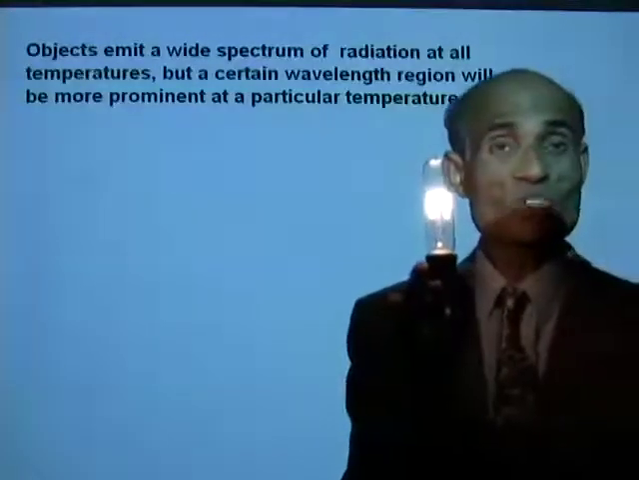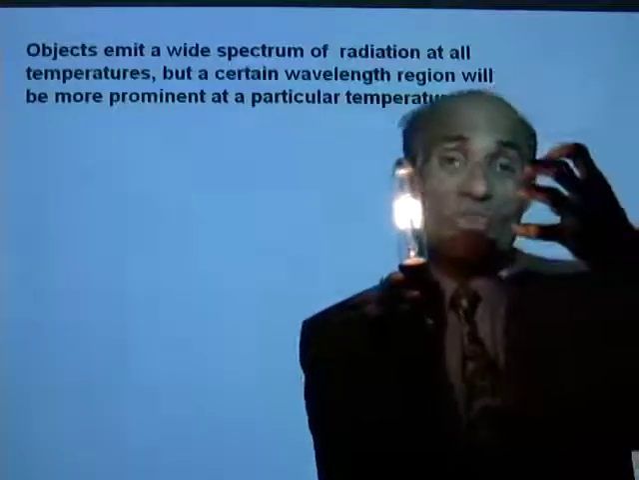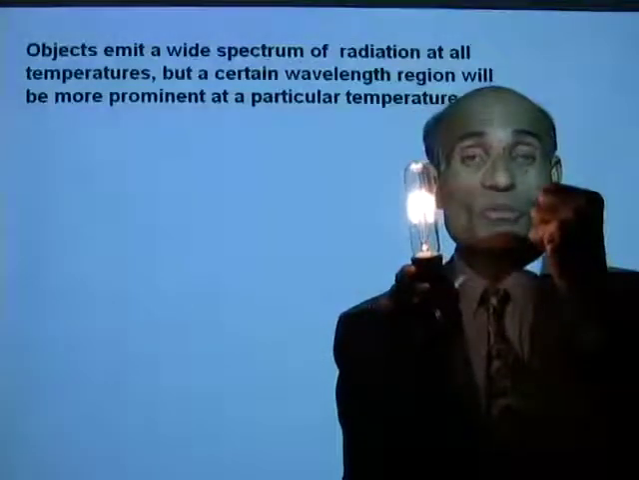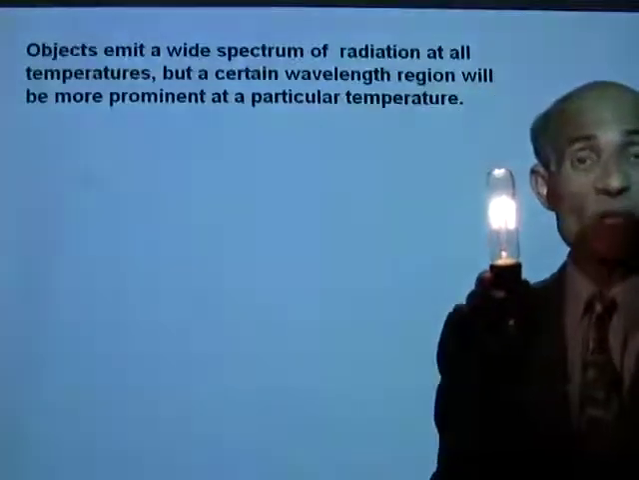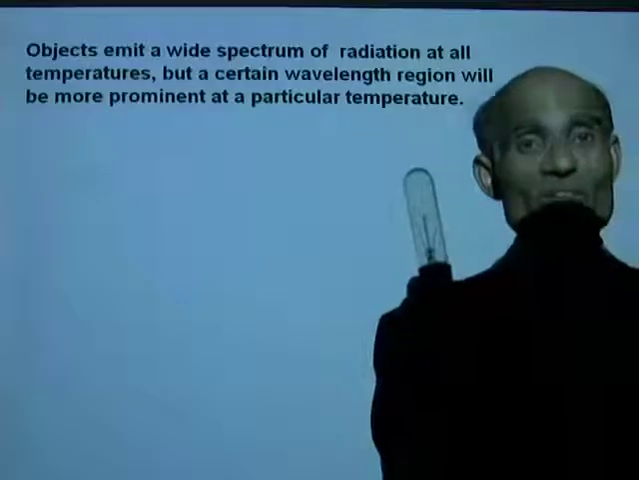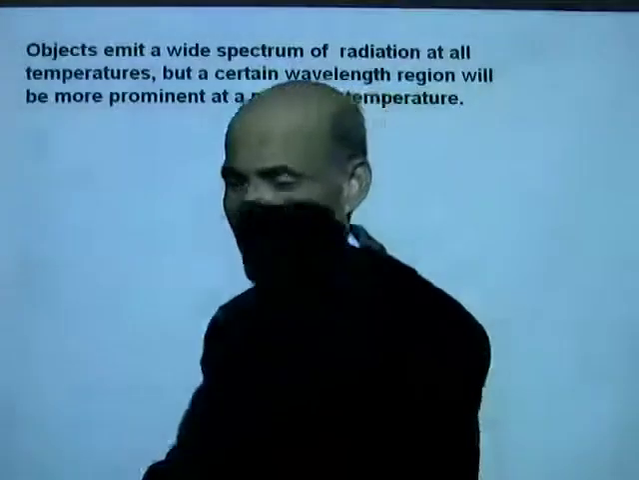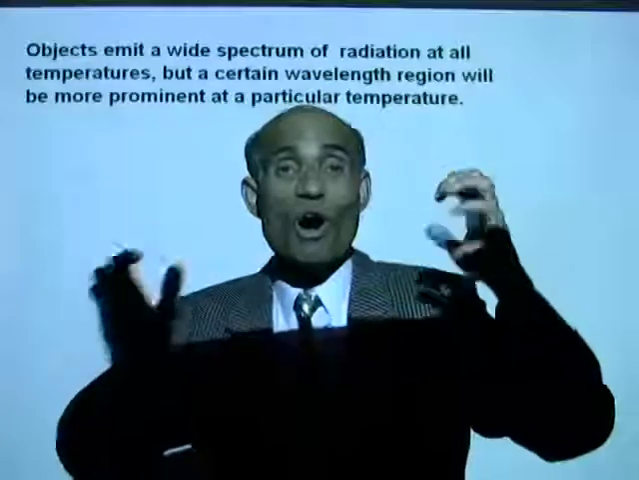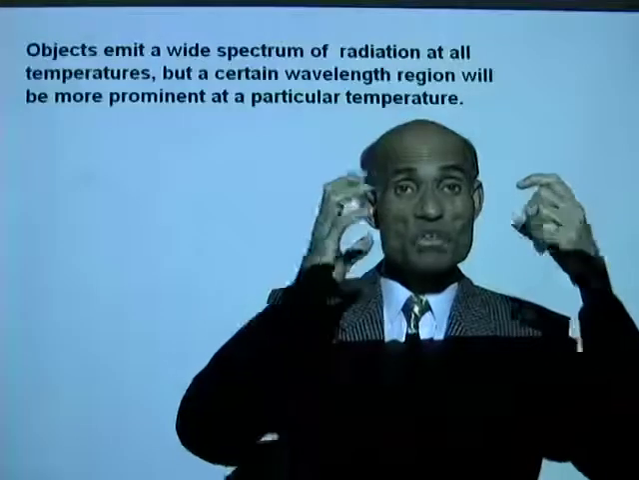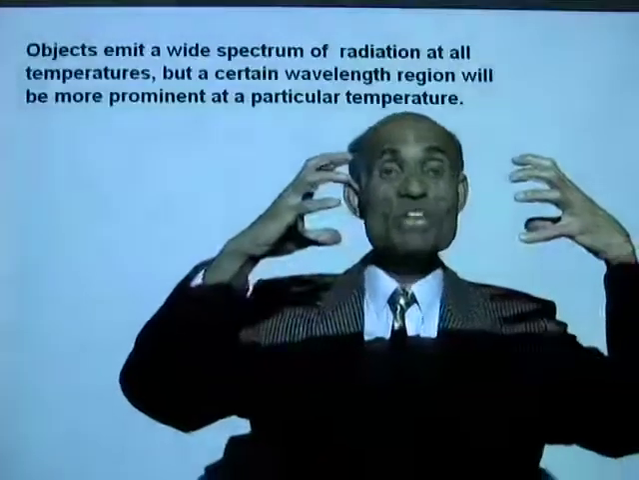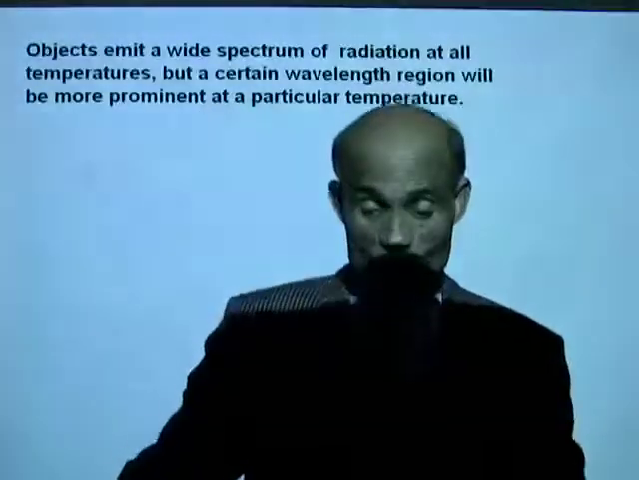Now, I want you to watch this filament when the light goes off. As the filament cools down, the prominent radiation becomes red. You watch that carefully. Did you see that? Well, it only lasts for a short while. When the bulb goes off, the filament turns red. That means as the temperature decreases, the most prominent radiation at that temperature is red, which has a longer wavelength.